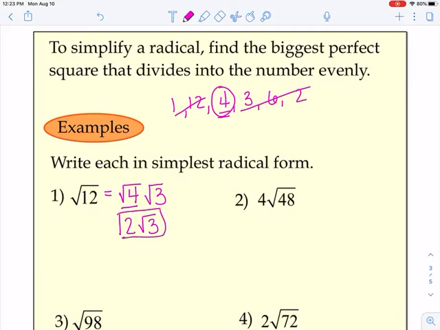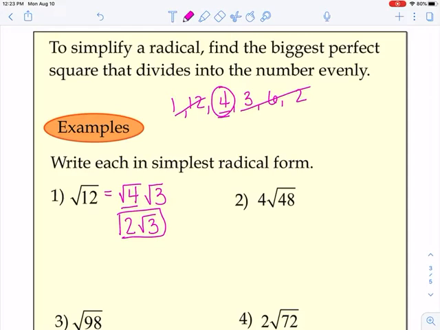Again, notice that once you take the square root, it comes out of the radical. If you do the square root of 4 in the calculator, again, you're going to get an answer of 2. It doesn't say radical 2, it says 2. So do not put that 2 underneath a square root symbol.